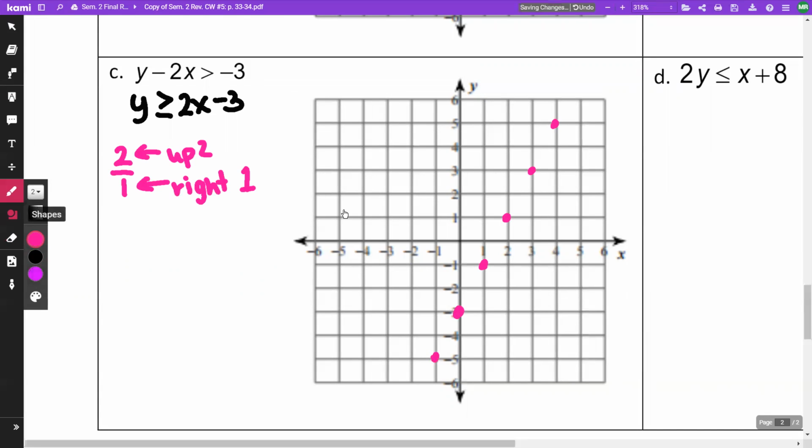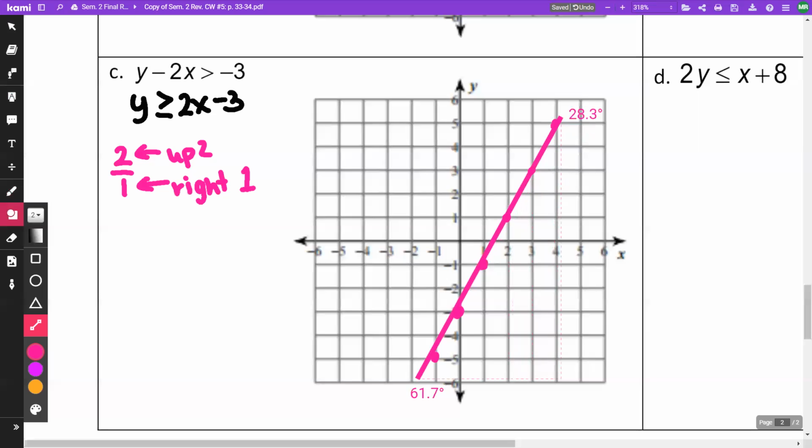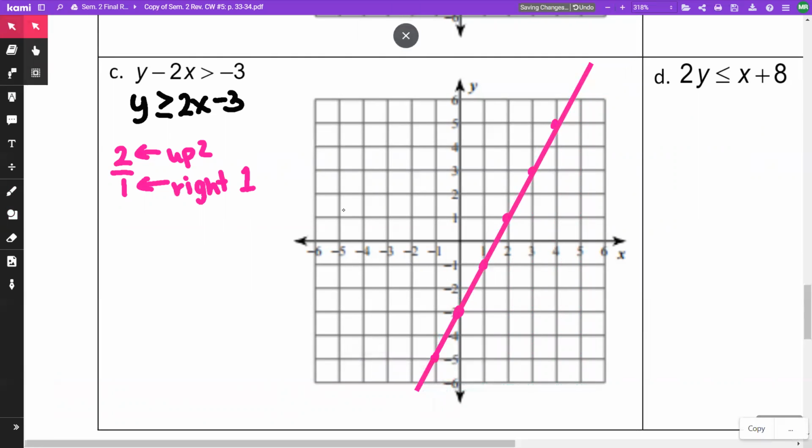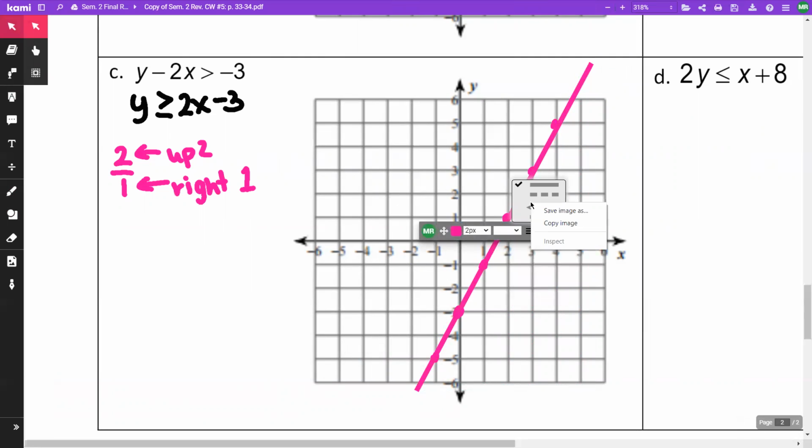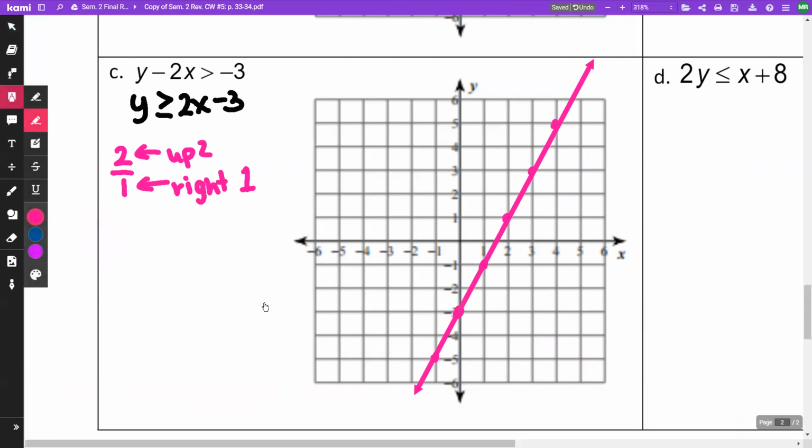This is going to be a solid line. And then this one I am also going to be shading above. It says greater, so I am going to shade above. So I'm going to be shading everything above this line. So everything above plus the line is going to be a solution.